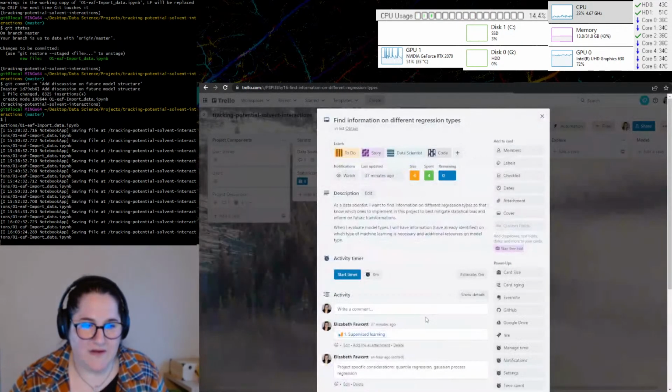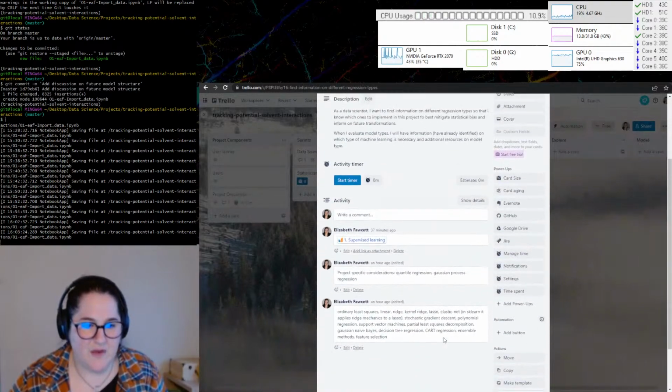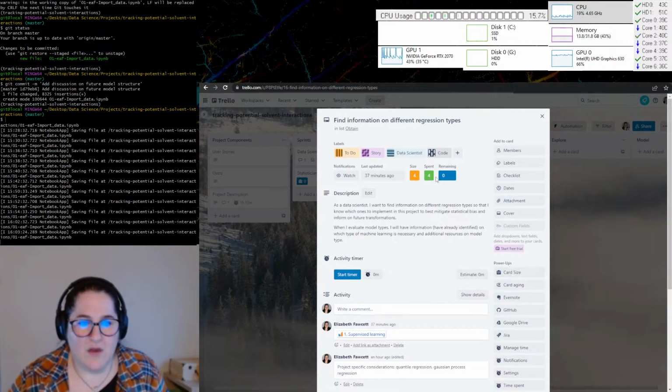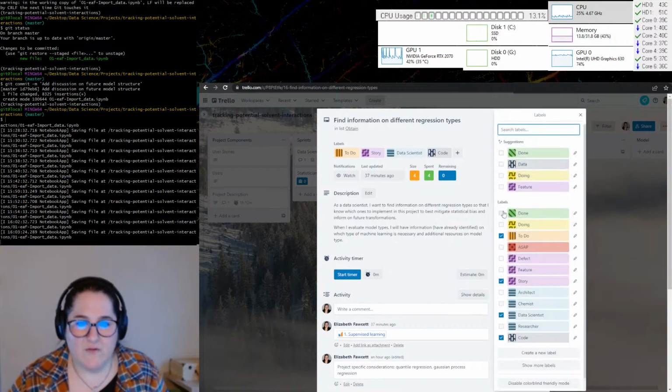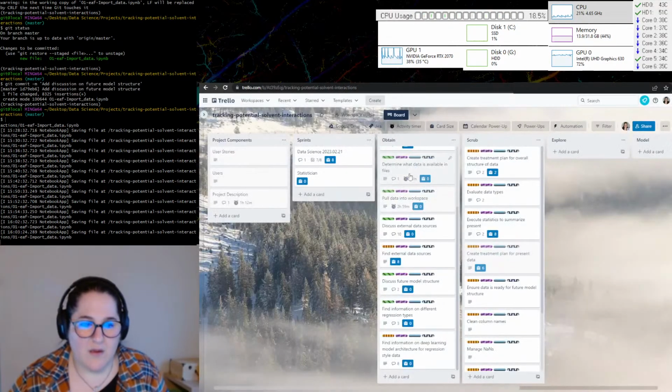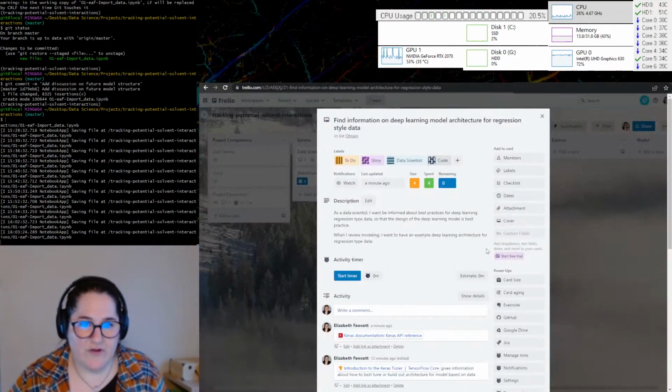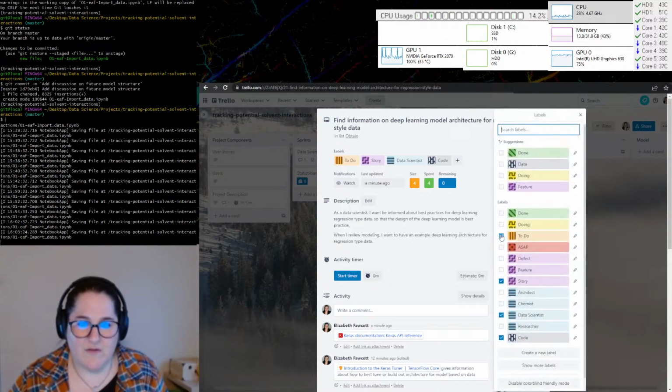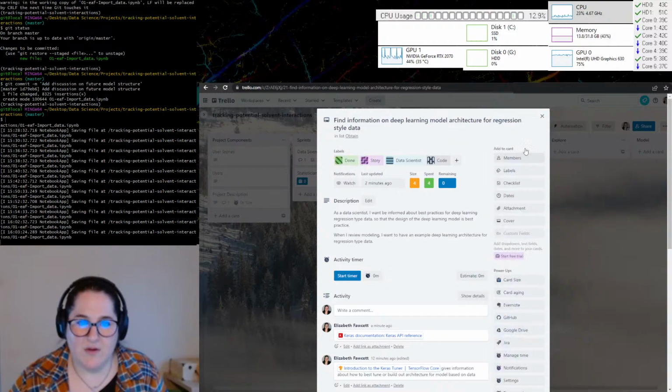I'm going to find information on different regression types. We have a list here, and I think that's pretty cool. We have 0 remaining. I'm going to check this off as done. Remove the to-do label. And here, find information on deep learning. I'm going to move this from to do to done as well.